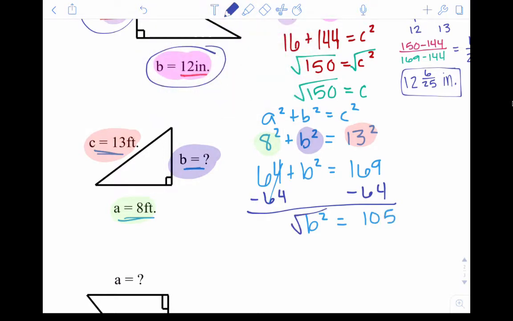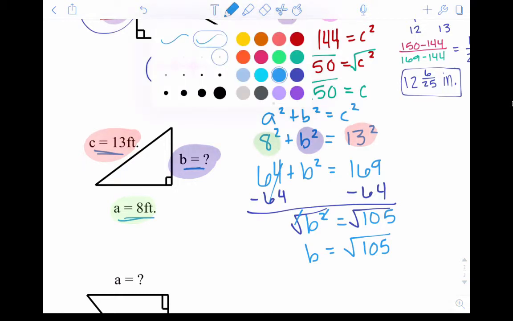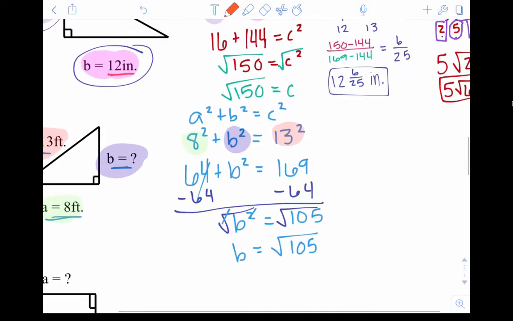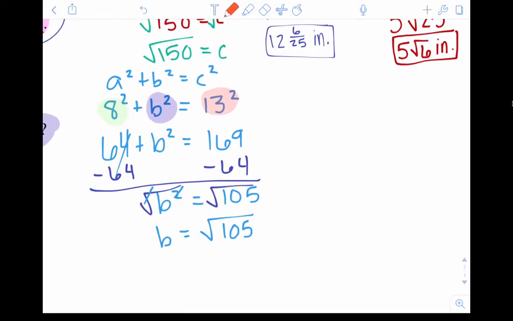Now I need to square root both sides because I don't care about b squared, I care about b. And when I do this, my square root and my square cancel out, and I'm left with b is equal to square root of 105. That's not a perfect square, so I'm not going to get just a whole number. Because of that, now I have to write my answer in estimated form and simplified form. So first I'm going to estimate.